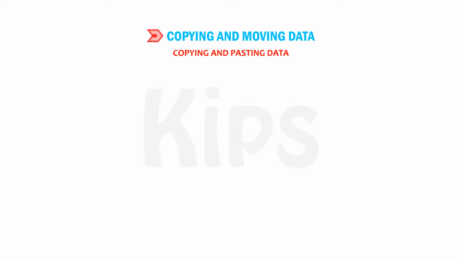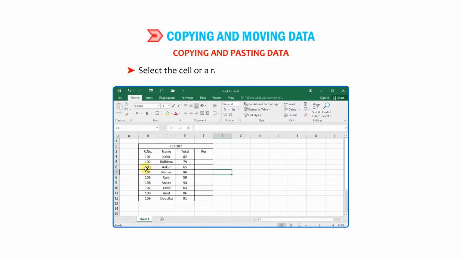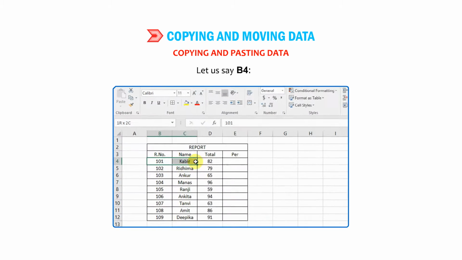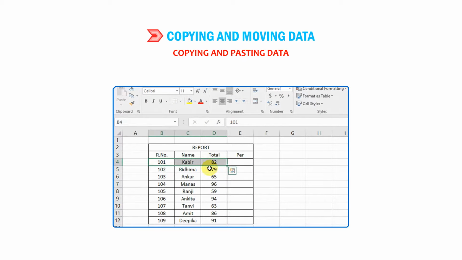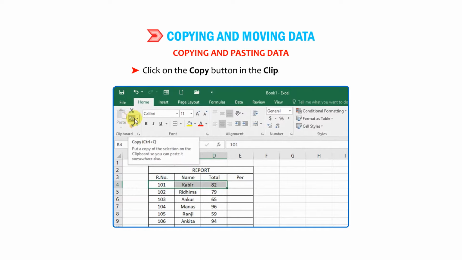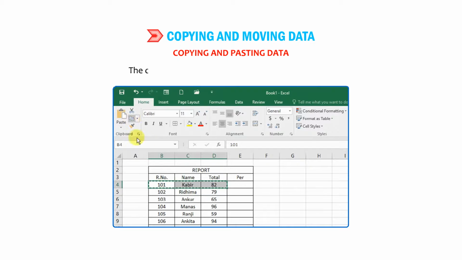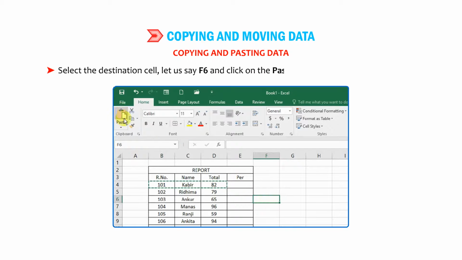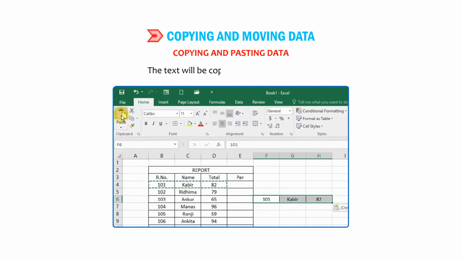Let me tell you the steps involved in copying and pasting data. Select the cell or a range of cells you want to copy. Let us say B4 to D4. Click on the Copy button in the Clipboard group. The dashed line will appear around the selected cells. Select the destination cell, let us say F6, and click on the Paste button in the Clipboard group. The text will be copied to the new location.